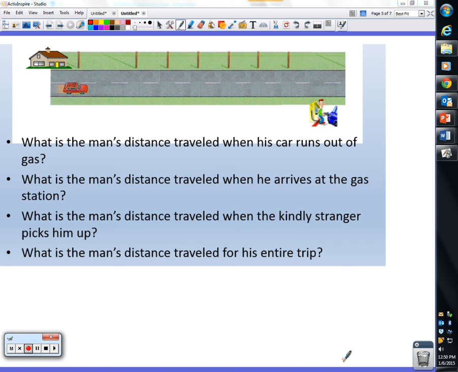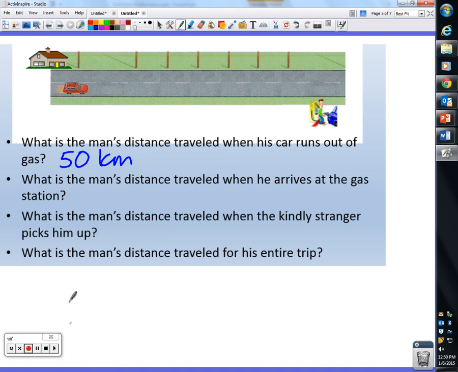All right, so we're back. Okay. So, first, distance traveled when he runs out of gas. 50 kilometers. Okay? We don't need to say the direction, right? Because distance traveled, we just learned, is called a what? Scalar quantity, and it only tells us magnitude. It only tells us how far.